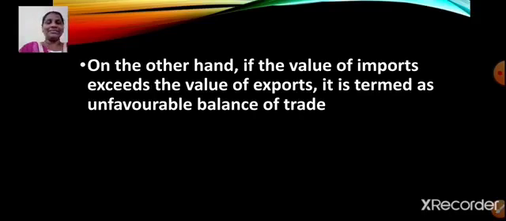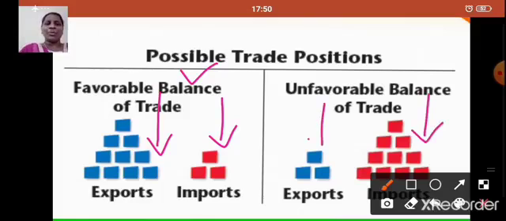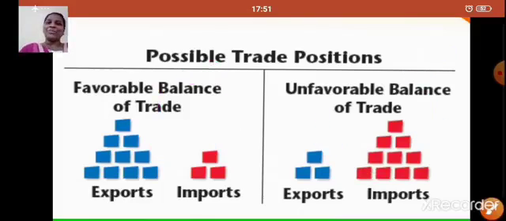Let me make it clear. If the value of imports is more than that of the value of exports, it is called as unfavorable balance of trade. Just have a look at this image, students. If the value of exports is more than that of the value of imports, then it is favorable balance of trade. And if the value of imports is more than that of the exports, it is unfavorable balance of trade. I hope it is clear, students.